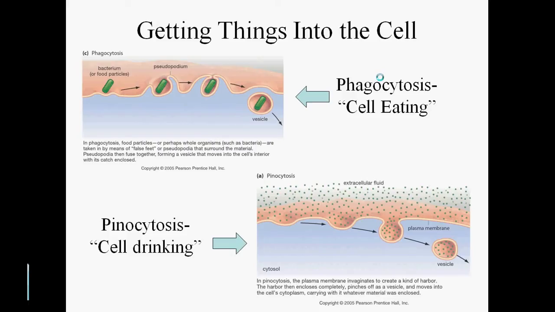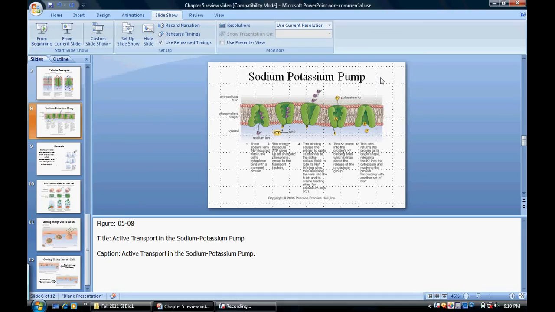Pinocytosis works the same way. It's what we call cell drinking, and it forms vesicles around the molecules or water molecules or whatever it may be, and again fuses that with the plasma membrane to get that into the cell. And so that basically covers chapter 5.